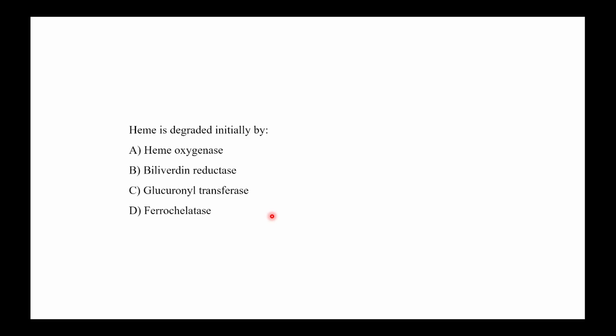Moving to the next question now. Heme is degraded initially by. So till now we were talking about heme synthesis. Now we come to heme degradation. Heme is degraded initially by option A, heme oxygenase, option B, biliverdin reductase, option C, glucuronyl transferase, and option D, ferrochelatase.